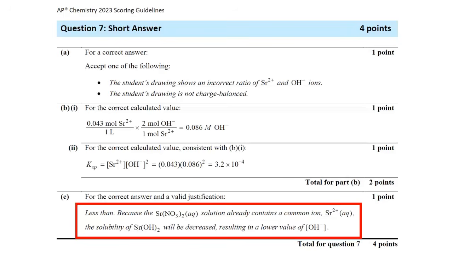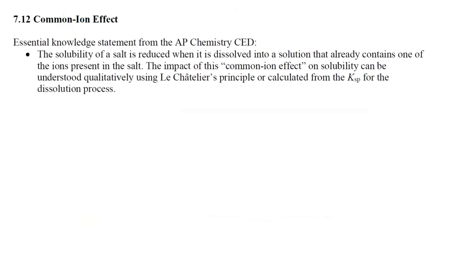All right, well, that's the answer to number 7, part C. So now, let's go ahead and officially make the transition to our next topic in this packet. This is topic 7.12, common ion effect. So as I said earlier, the solubility of a salt is reduced when it is dissolved into a solution that already contains one of the ions present in the salt. The impact of this common ion effect on solubility can be understood qualitatively using Le Chatelier's principle or calculated from the KSP for the dissolution process.